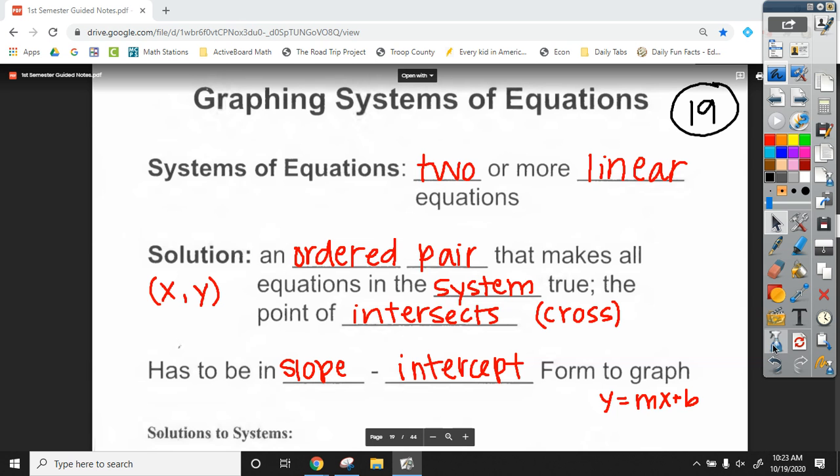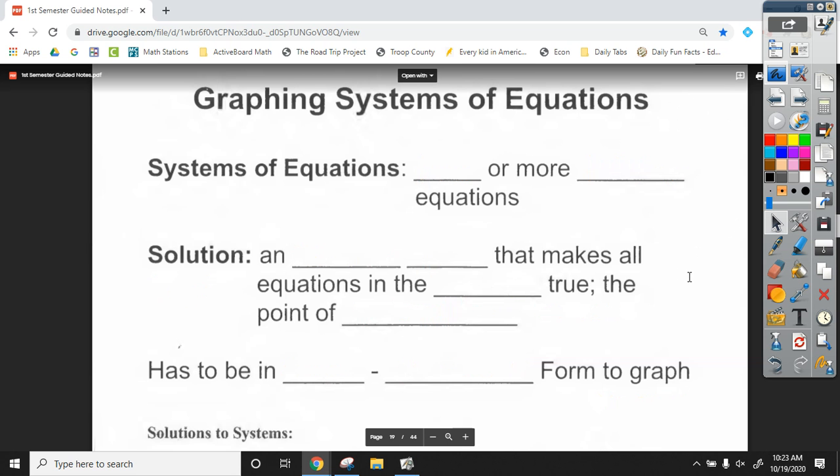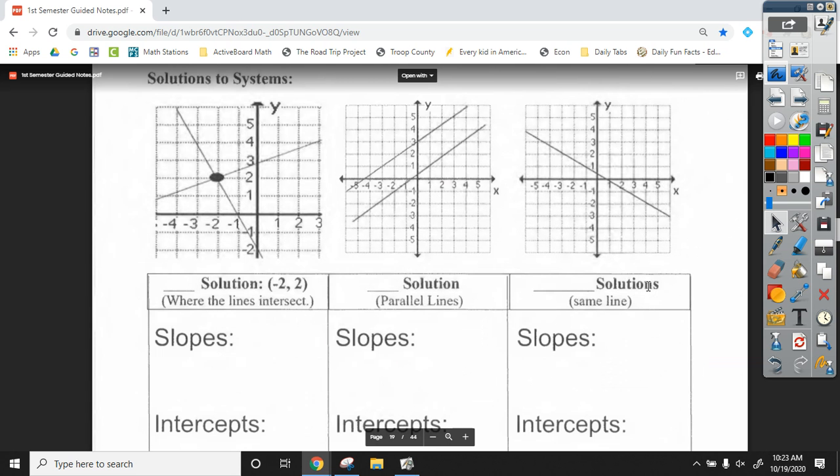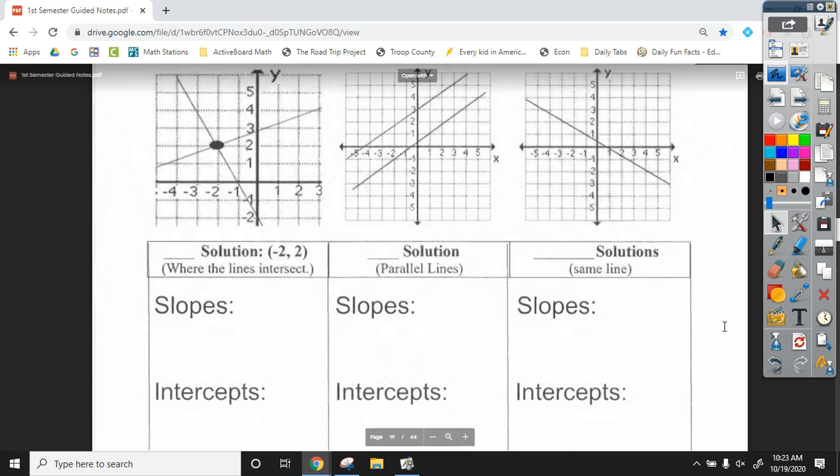So sometimes when you have a system, you're going to have different types of solutions. So for this first graph, how many times does it cross? Just once. So this is one solution. So if it's going to be one solution, the slopes have to be different. They cannot be the same.